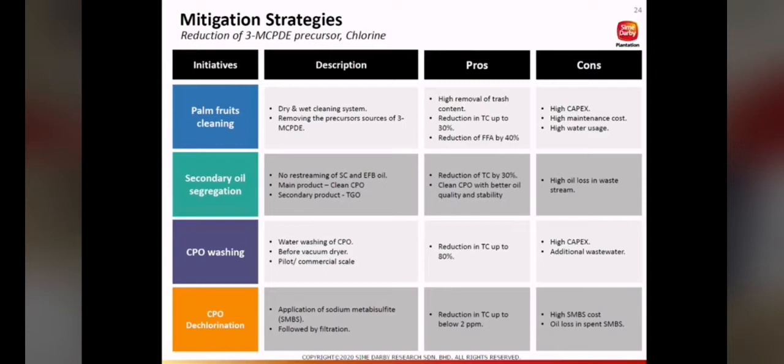With this method, we screen out those secondary oils such as condensate oil or even the EFB oils. With this segregation, we have a cleaner CPO, and the secondary oils we term technical grade oils. The good part of this method is we are also able to reduce up to 30% of the chlorine content, and we found that the segregation of this oil produces a better quality oil. However, if this secondary oil is not properly recovered, you will induce high losses in the waste stream.